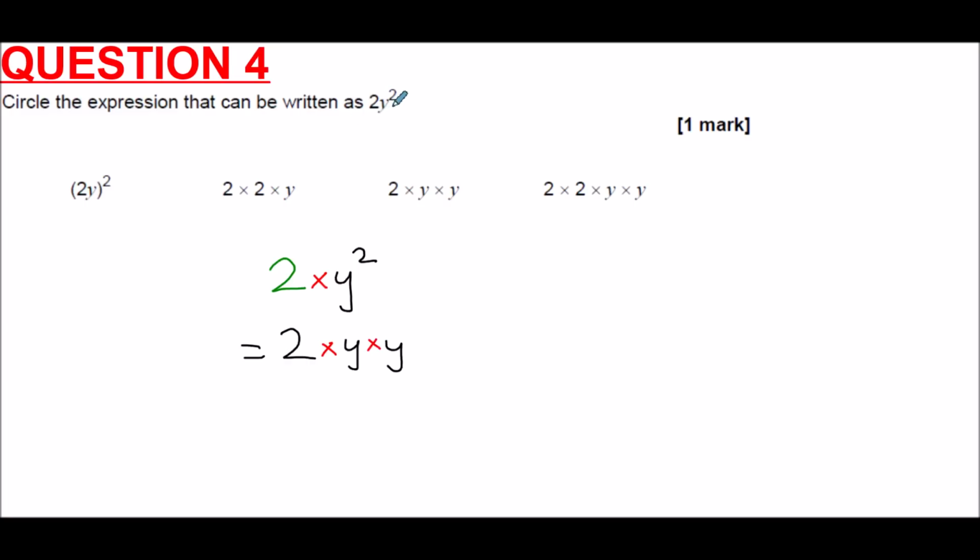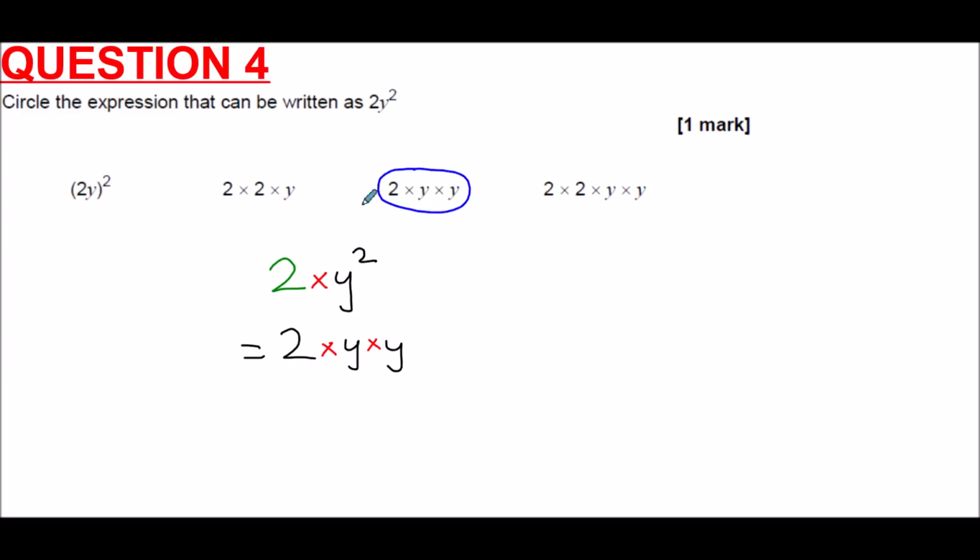And so 2y squared equals 2 multiplied by y squared, which in turn equals 2 multiplied by y multiplied by y. And so for question 4, the correct one to circle would be this one here. We're not squaring the 2, we're only squaring the y.